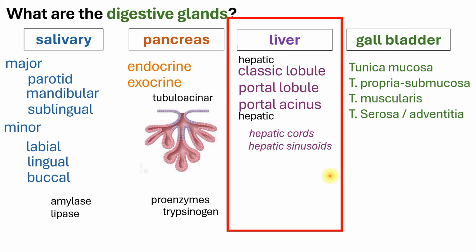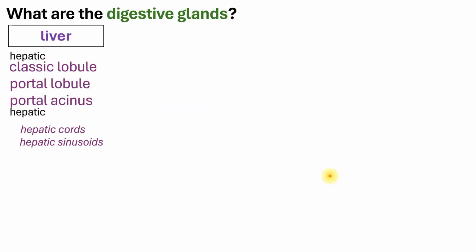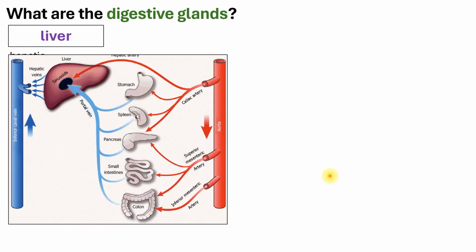Okay, now let's talk about the liver. As I said earlier, histologically, the liver has a lot of parts. Some are imagined and some are seen histologically. So as a review, let's talk about the blood flow within the liver.